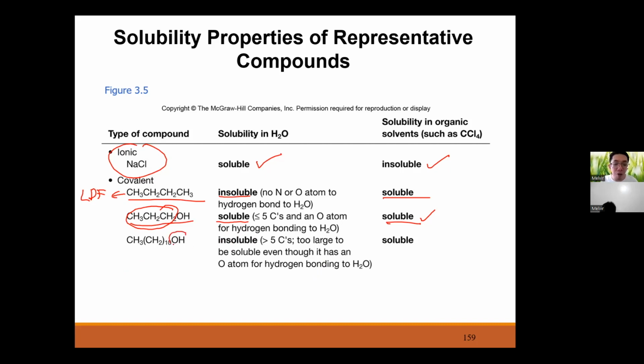Ngayon, same pa rin. May alcohol ka, but this time, 10. Long chain to: 1, 2, 3, 4, 5, 6, 7, 8, 9, 10. Then, OH. Decanol. So, decanol contains an OH group. However, it's greater than 5 carbon atoms. Since you have greater than 5 carbon atoms, the carbon skeleton chain is too large to be soluble in water even though it has an oxygen atom for hydrogen bonding with water present in your hydroxy group. However, si decanol, soluble pa rin siya sa organic solvent.